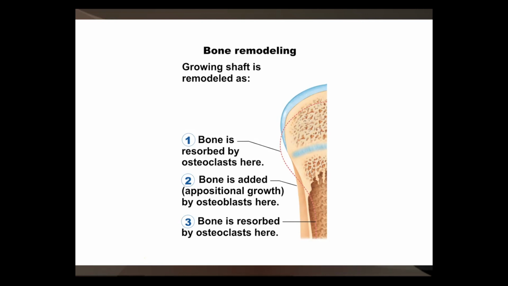In order to grow bone, you need calcium and phosphorus. So if the body doesn't have enough calcium or phosphorus, then the bones, even if they want to, can't grow in mass.